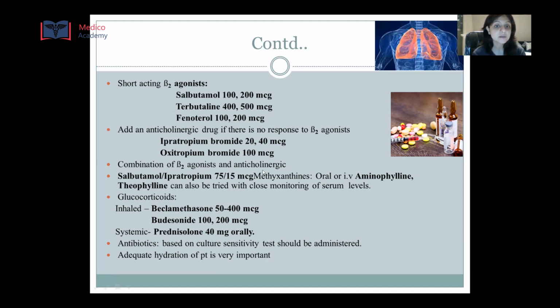Then, along with them, we've got methylxanthines, where we can use either oral or IV aminophylline. Now theophylline, because it has a very narrow therapeutic range, has to be tried with very close monitoring of serum levels. Glucocorticoids. We've got inhaled, we've got systemic. In systemic, normally we use prednisolone 40 mg orally. Inhaled, we've got beclomethasone 50 to 400 mcg or budesonide 100 to 200 mcg. Of course, antibiotics based on a proper culture sensitivity have to be administered. Adequate hydration of the patient is very, very important.